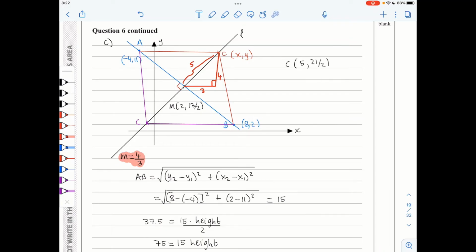Or it could be this way, which means I go 3 to the left and then 4 down. So I deduct 3, I go to -1, and I deduct 4 and I go down to 5/2. There were other ways you could approach this, but I think this is the most efficient way. It avoids unnecessary algebraic work. You just look at the gradient. We just happen to be lucky enough that it's a 3, 4, 5 triangle, and the 5 is exactly what we were looking for in order to have the appropriate height that will give the necessary area of 37.5.